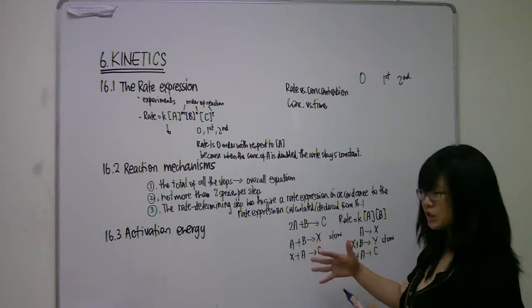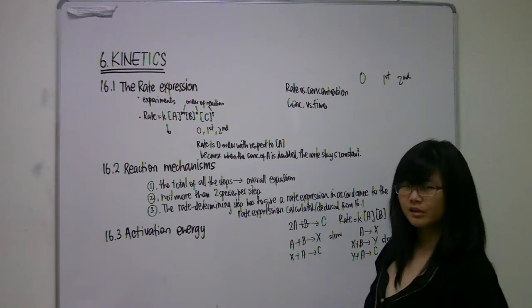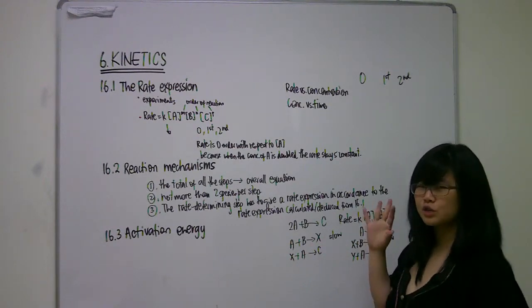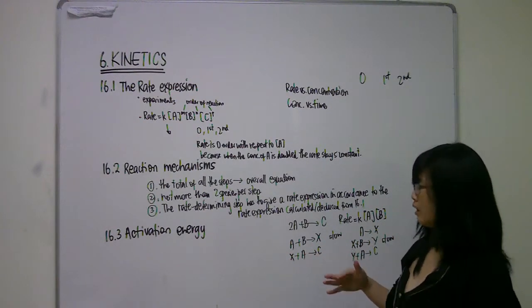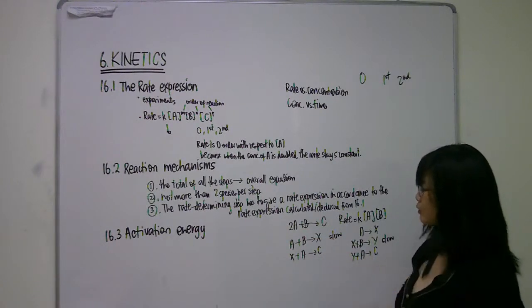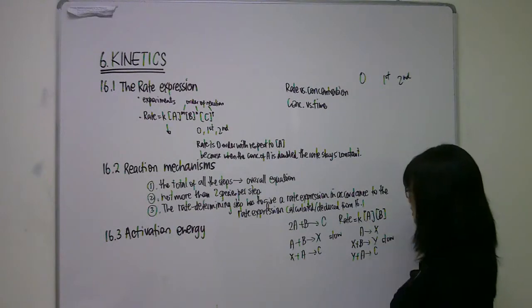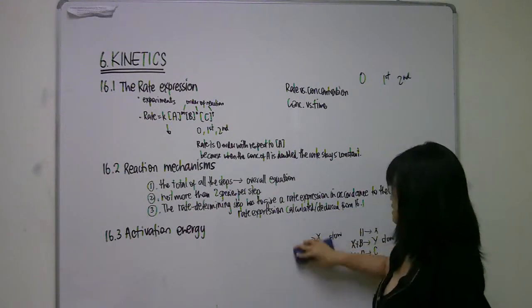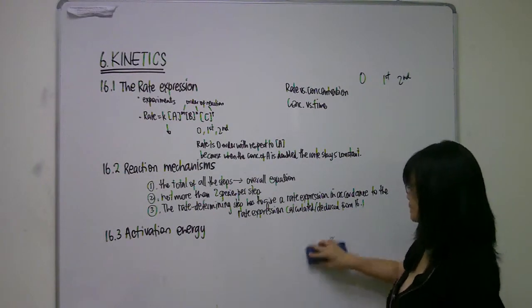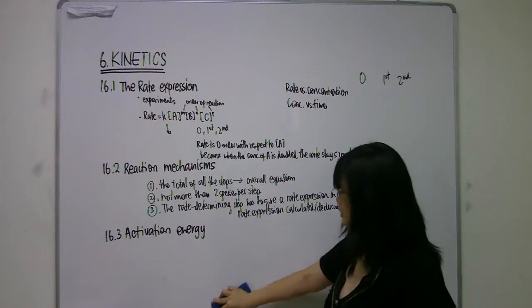So because of the nature of the uncertainty of this type of question, students are usually a bit confused on how to come up with this. But after a while, after enough practice, they should be able to get it pretty fast. So that's about reaction mechanism. And then the last one is activation energy.